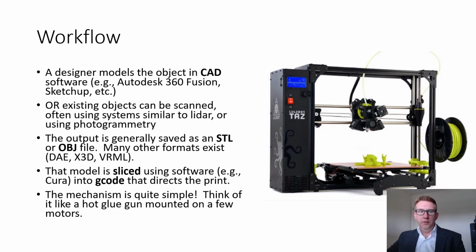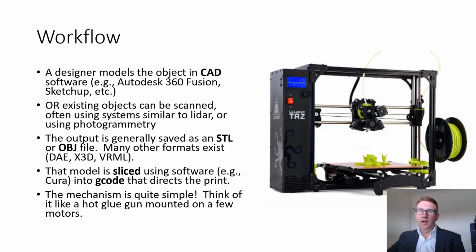The output from those gets saved as one of a number of different kinds of file types. So we'll talk about two in this class, STL and OBJ, which are the two most popular. But there are lots of different kinds of 3D formats. In fact, there are dozens and dozens of these. Some others include DAE, which is a digital asset exchange model, X3D, VRML, which is a virtual reality markup language.